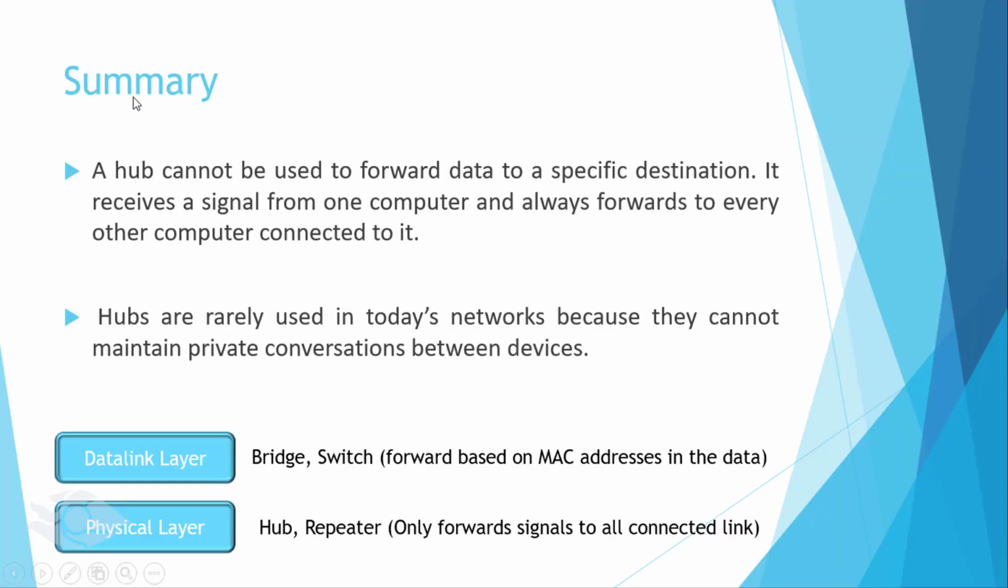In summary, a hub cannot be used to forward data to a specific destination. It receives a signal from one computer and always forwards to every other computer connected to it. Hubs are rarely used in today's networks because they cannot maintain private conversations between devices. They have been replaced by devices at data link layer such as bridge and a switch. This is because these devices understand MAC addresses and can perform specific forwarding of data based on them.